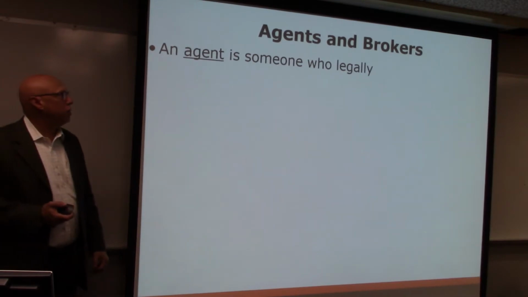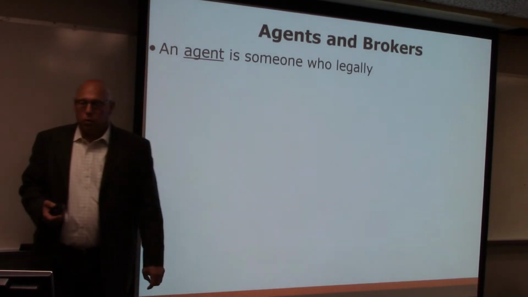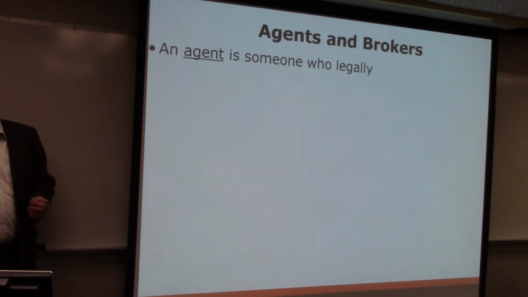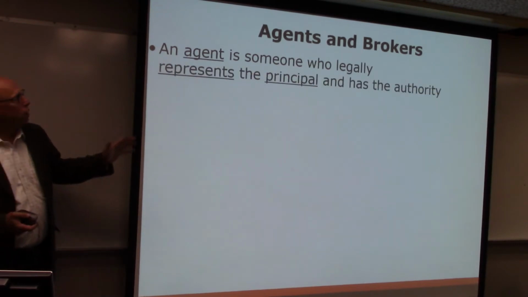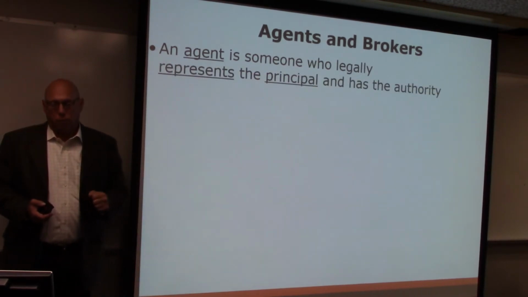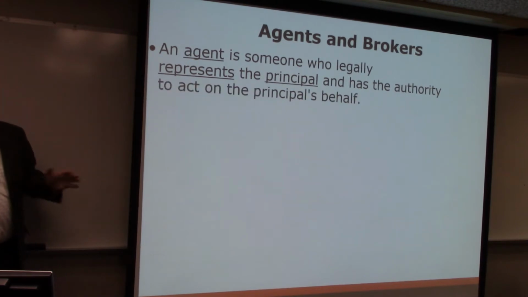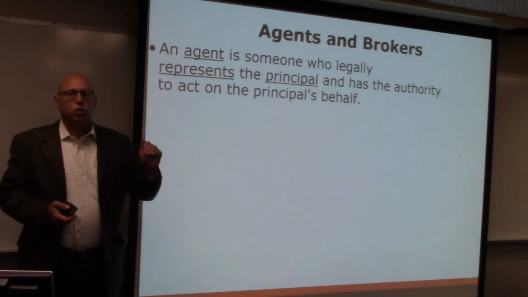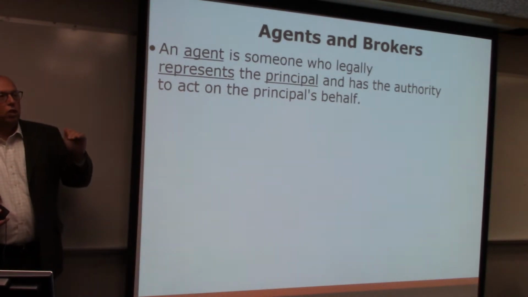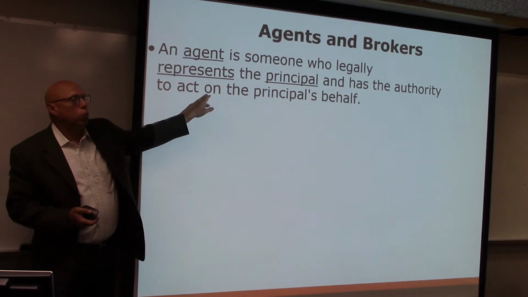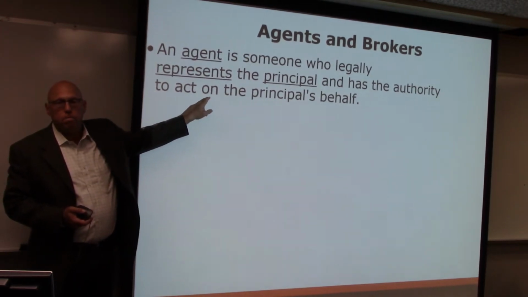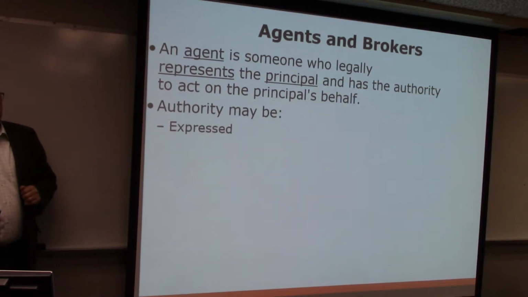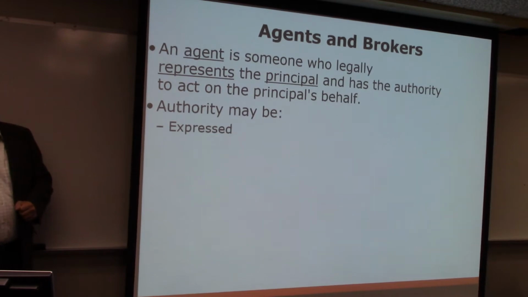Okay, so now let's get into some of the different functions in marketing. An agent is someone who legally represents the principal, the insurance company, and has the authority to act on the principal's behalf. So what the agent tells you is legal. It's good. The agent will obligate the insurance company. So this is on the CFP exam. This is on the licensing exam.